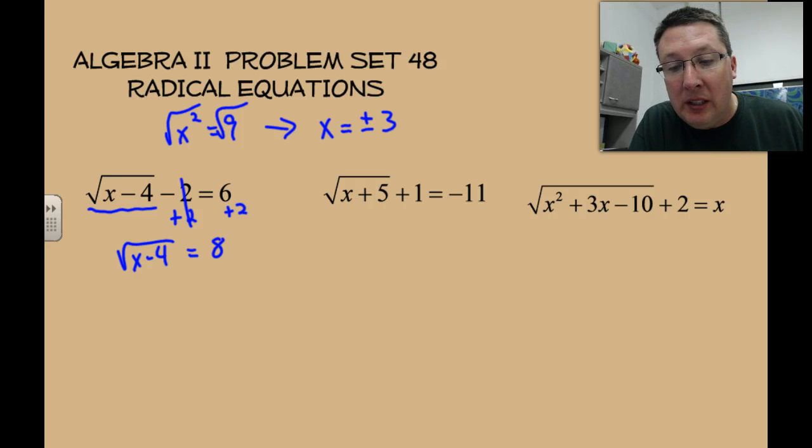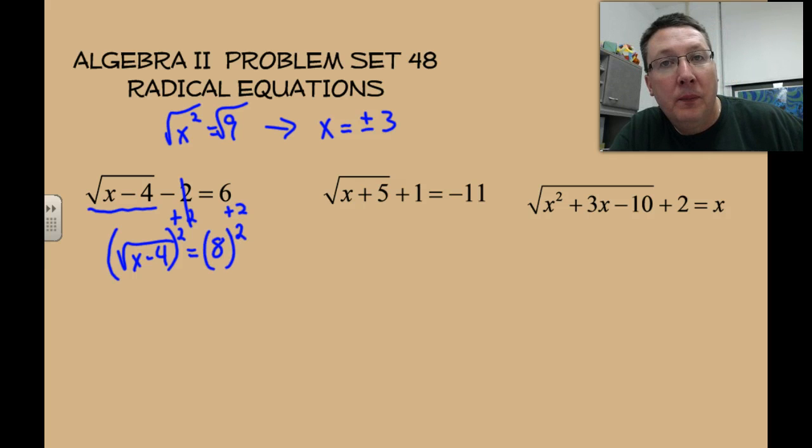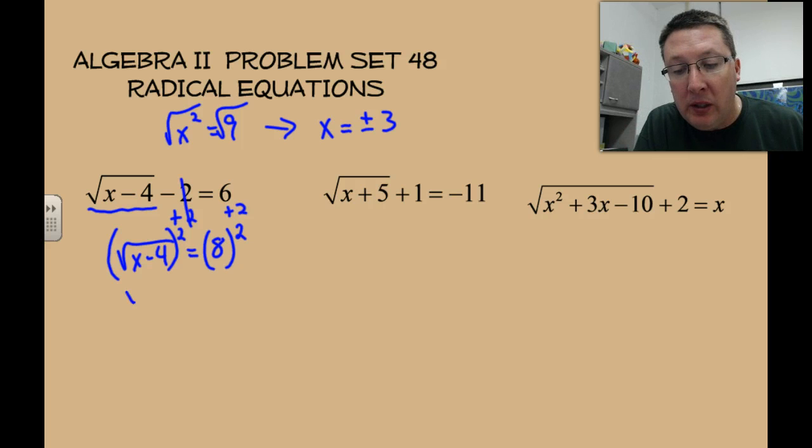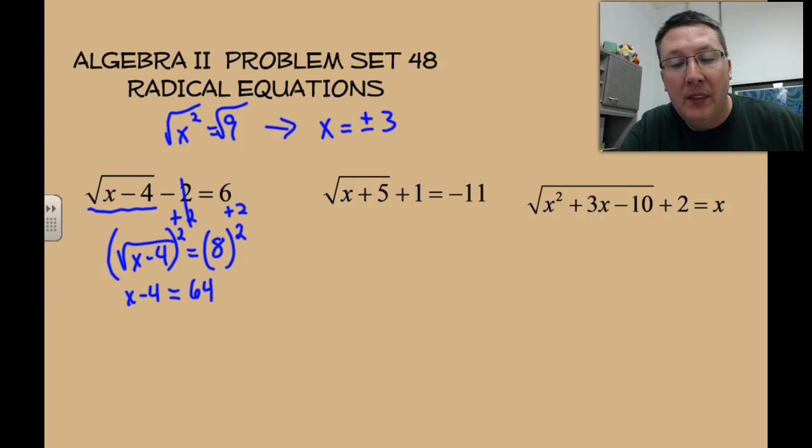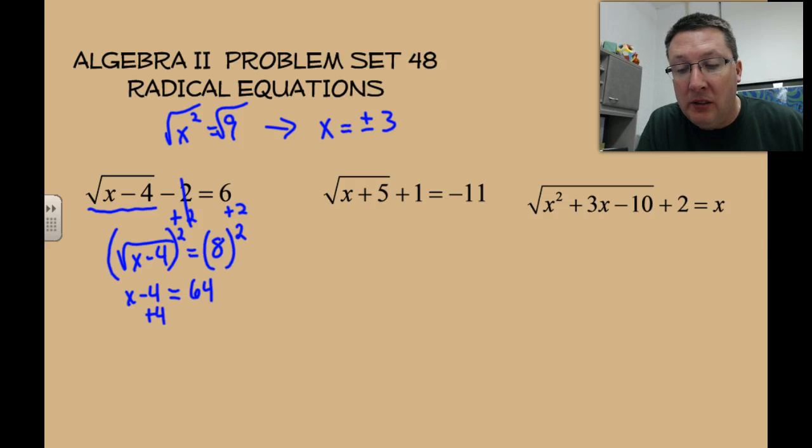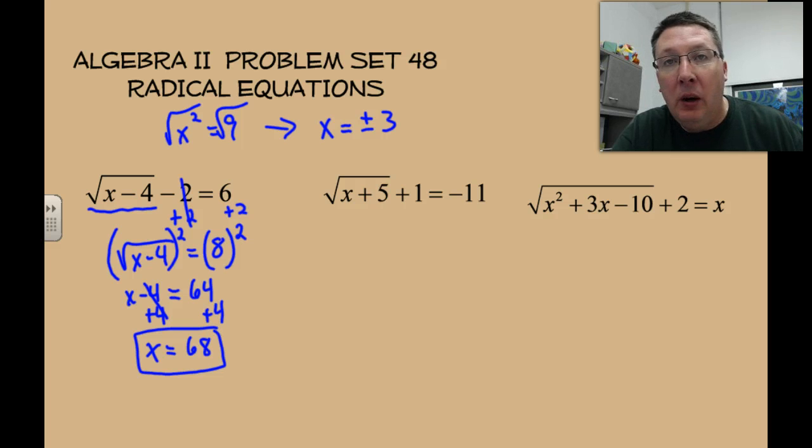Now it's important that you square the entire side. So I'm going to put this in parentheses. I'm squaring this side, and I'm going to put that 8 in parentheses, and I'm going to square 8. When you square a square root, they cancel each other out. So we are left with just x minus 4 equals, and on the right side we're going to square 8, we get 64. Now we have a very simple problem to solve for x. We simply add 4 to both sides, and we get x equals 68. Simple as that.